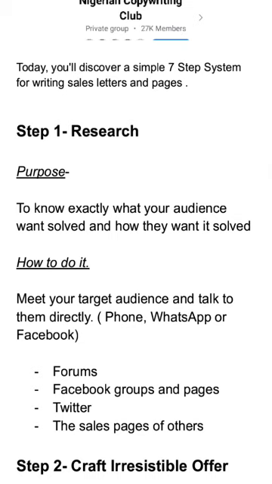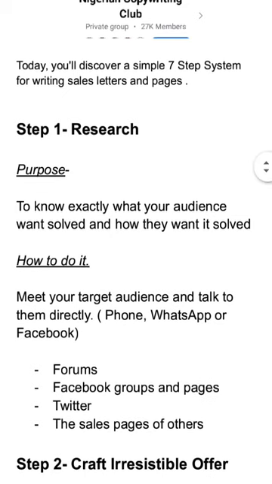Now, how do you do research? There are so many steps to doing research, but I'm going to give you very few methods that are very powerful. The most important research you need to do is the research on your audience. There are usually 3 research you should do: research on your audience, research on the product or the product creator, and research on your competition.